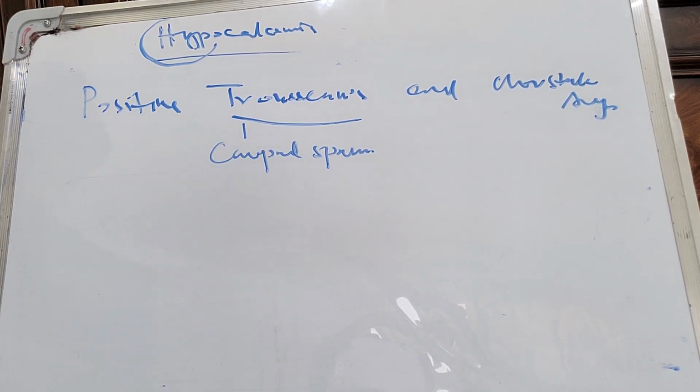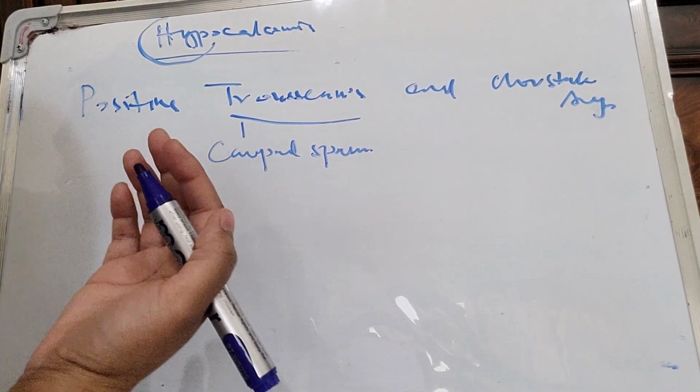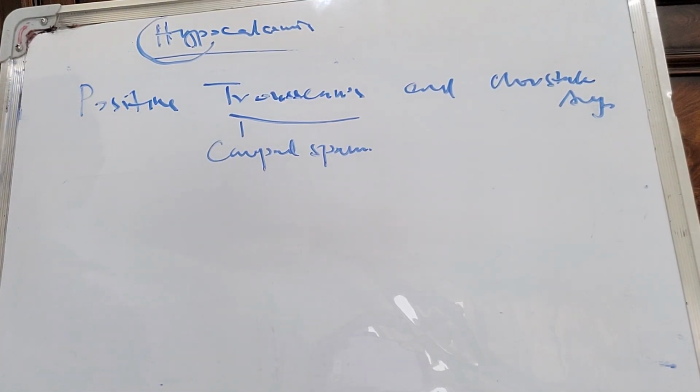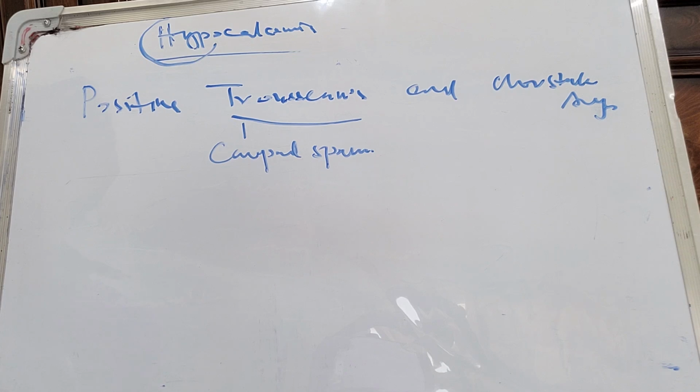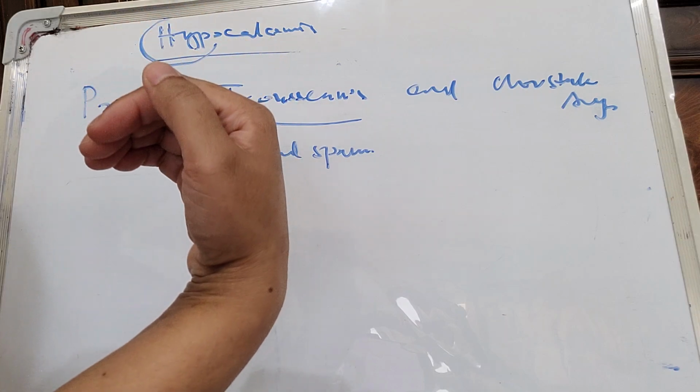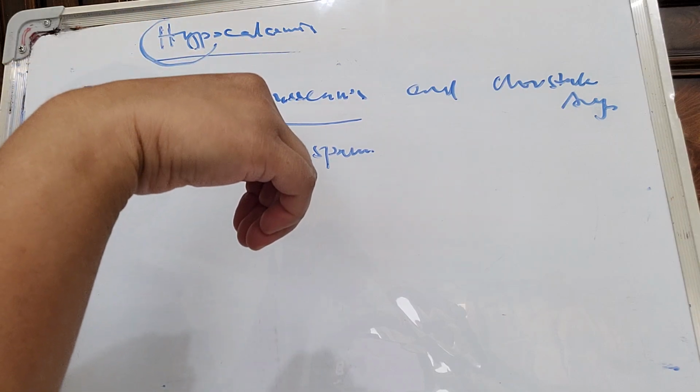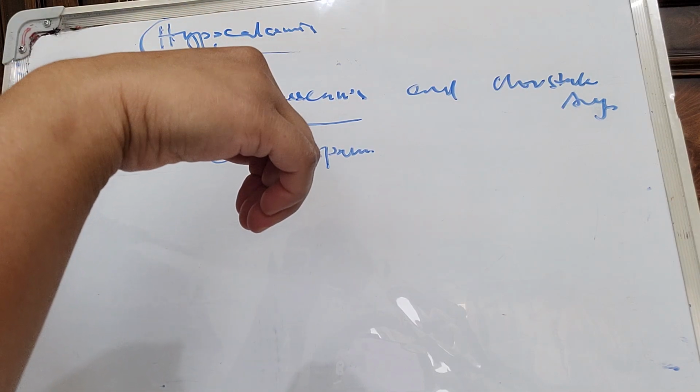How will the doctor check? By inflating a blood pressure cuff above the systolic pressure for a few minutes. So what will happen? The patient's hand will be like this. This is the Trousseau sign.